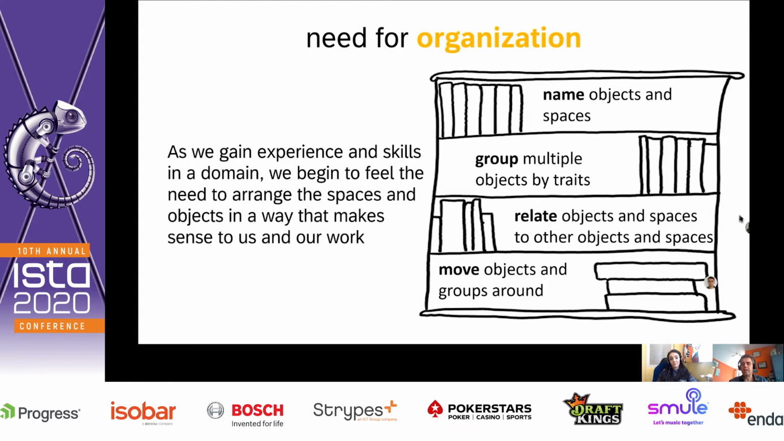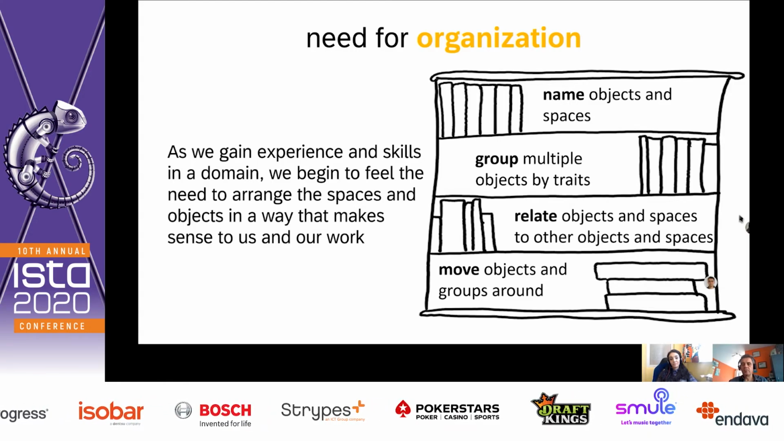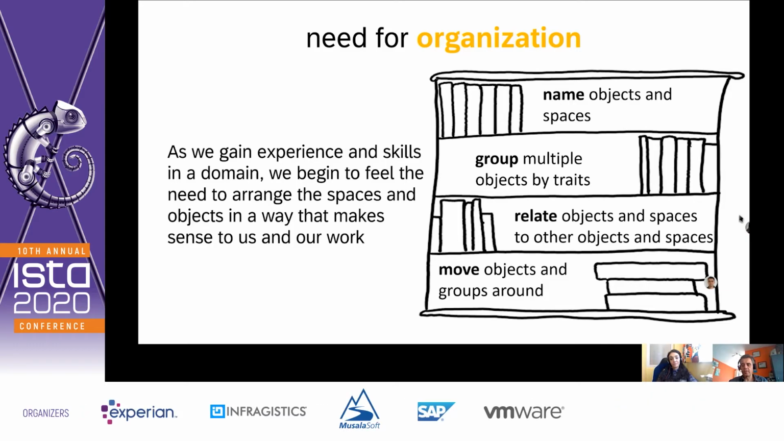We need to be able to name the objects and the spaces. We need to be able to group multiple objects together by different traits. We need to be able to relate objects and spaces to each other. And finally, we need to be able to move objects around, and groups of objects.